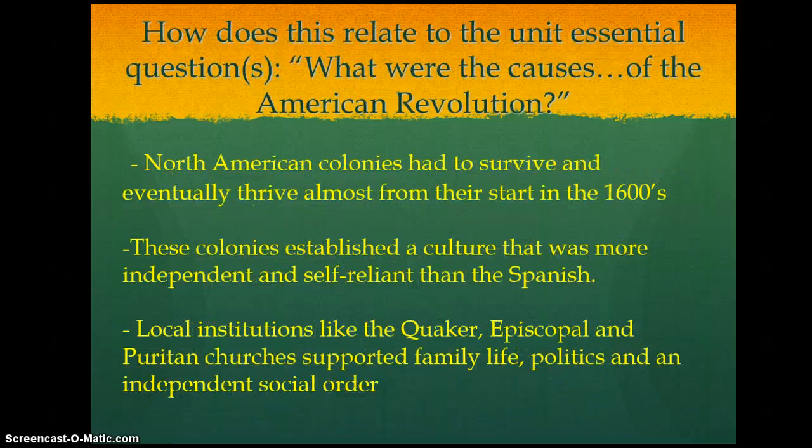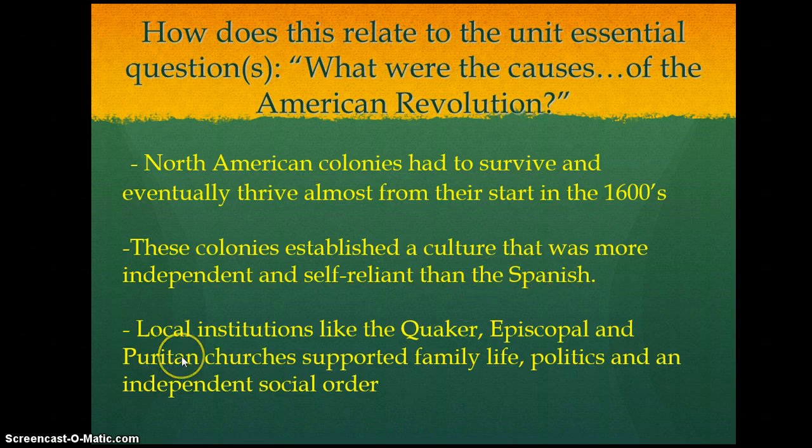So again, just to sum up, how does this relate to the unit essential question? What were the causes of the American Revolution? The North American colonies had to survive and eventually thrive almost from their start in the 1600s. These colonies established a culture that was independent and very self-reliant compared to the Spanish.